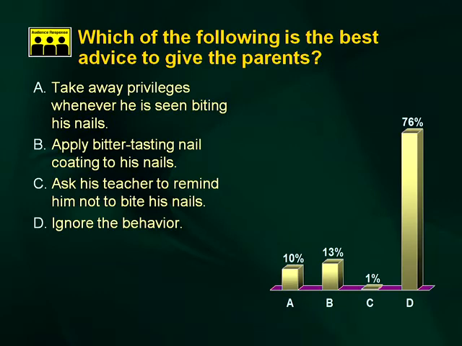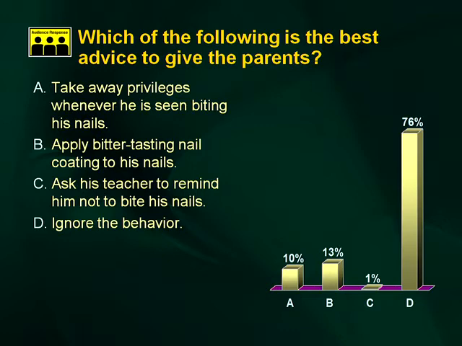So D is the best choice, in fact, to figure out a way to ask the parents to, as much as they can, ignore the behavior. It's not always easy. The other things are choices that you could employ. The problem with A is if you just take away privileges whenever he's seen biting his nails, it may just cause him to go underground.